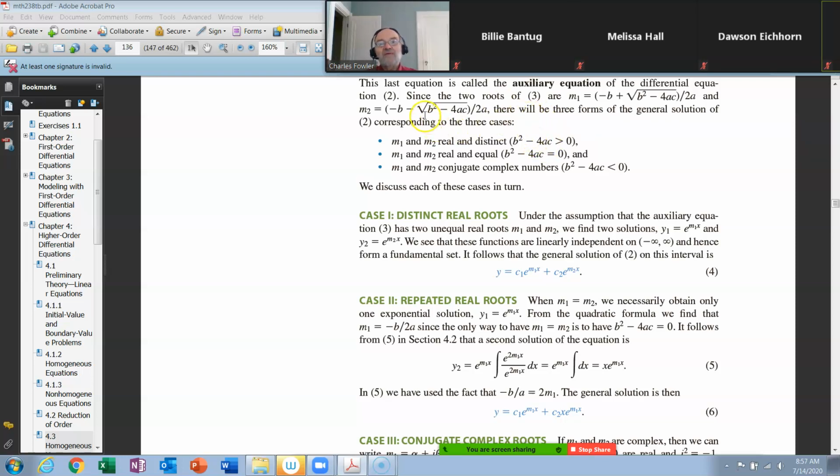Now, what if that discriminant was 0? Then you get the same thing, minus b over 2a. Minus b over 2a. If that discriminant is 0, you're not adding or subtracting anything. So you have two real solutions. They're just the same number. We called it a multiplicity of 2. You had two real numbers.